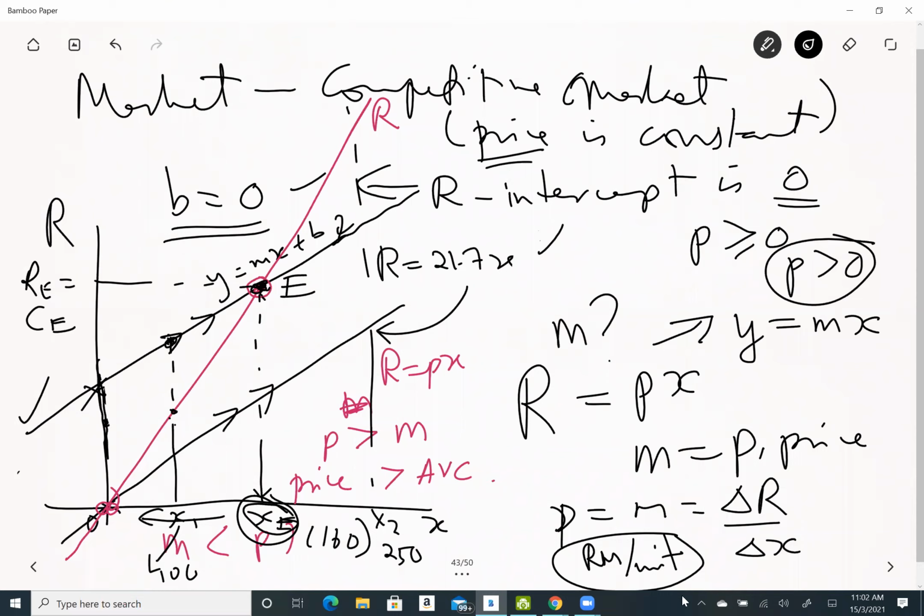Cepatlah. Anybody? Revenue more than cost. Revenue is more than cost. Okay, revenue higher than cost. So revenue higher than cost, what does it mean? Profit. Okay, positive profit.